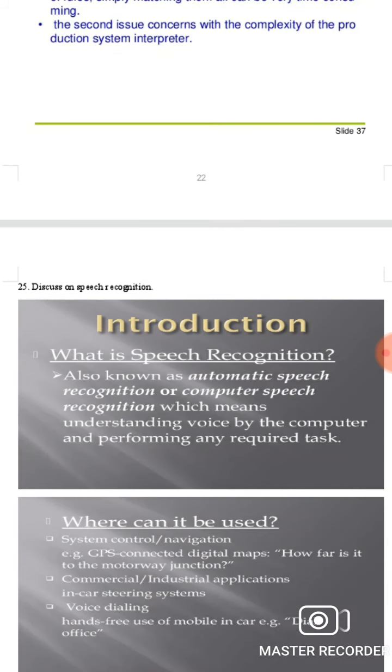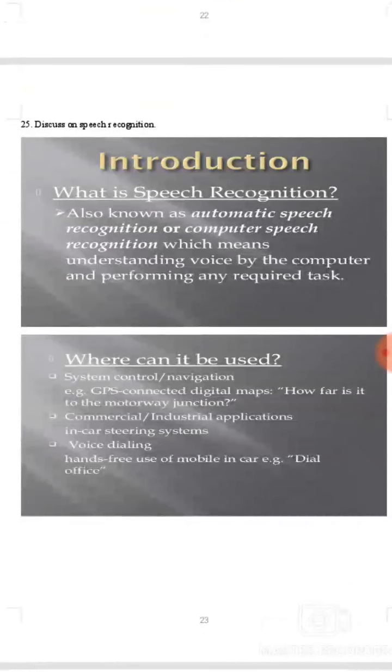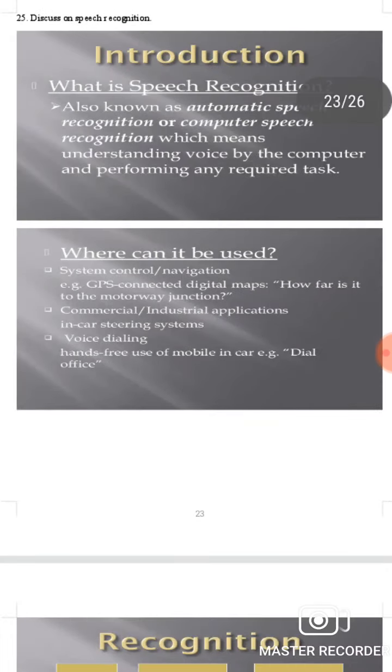Discuss speech recognition, also known as automatic speech recognition or computer speech recognition, which means understanding voice by the computer and performing any required task. Where it can be used: system control or navigation. Example: GPS connected digital maps. How far is it to motorway junction? Commercial industrial application: in-car steering system, voice dialing, hands-free use of mobile in-car.